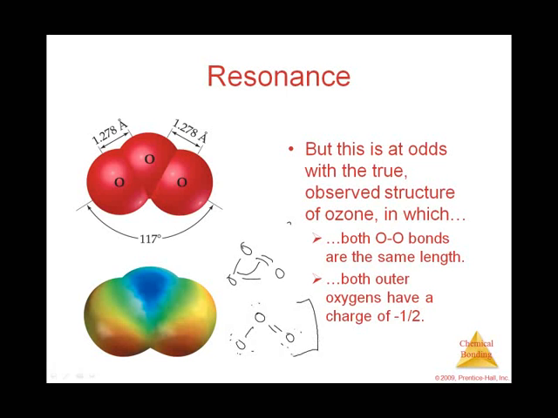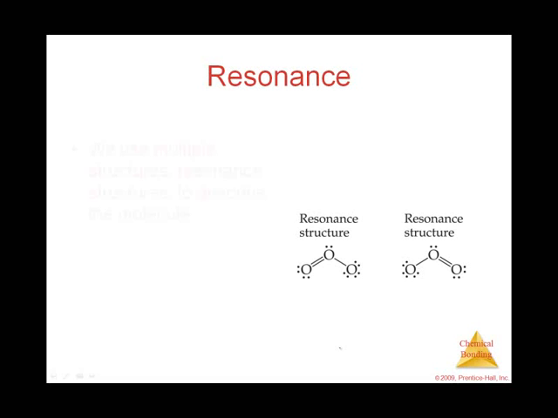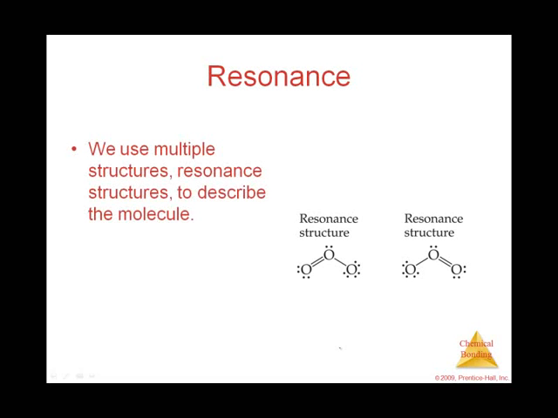And we put a bracket around it and say it could be that, or this is a proper way to show resonance structures. And in fact, they are some amalgam of the two. So we use multiple structures to describe the molecule. We can't describe it with any one of those, and we put the brackets on to show that they are resonance structures.